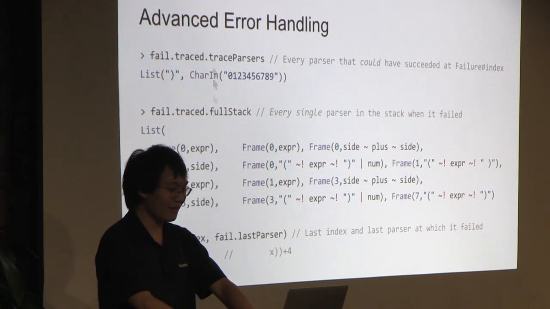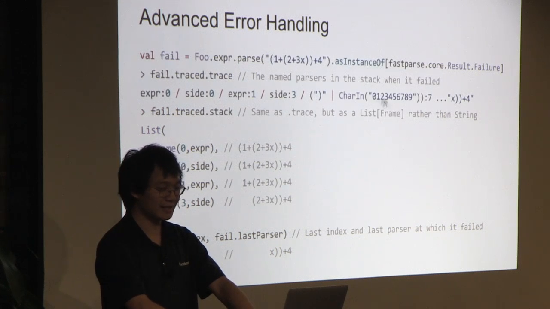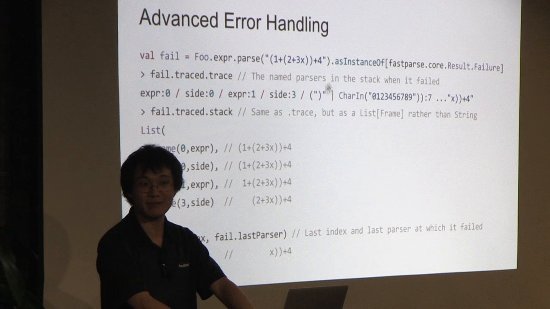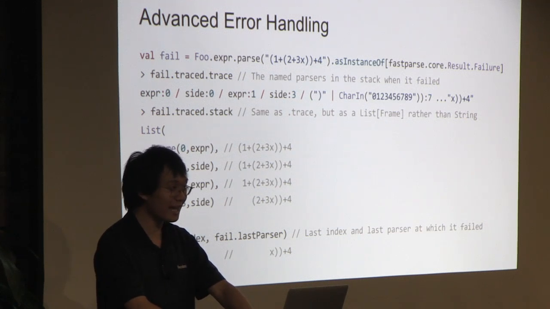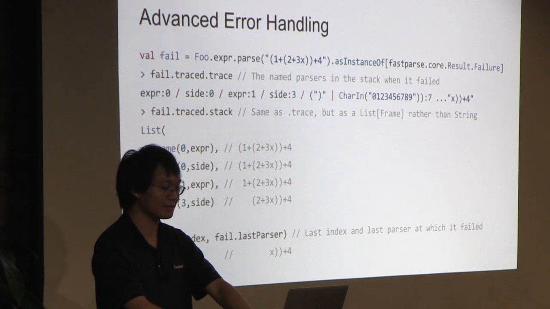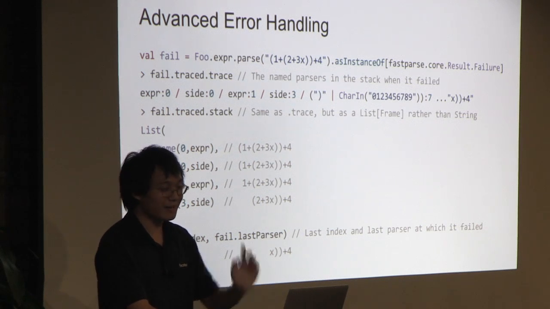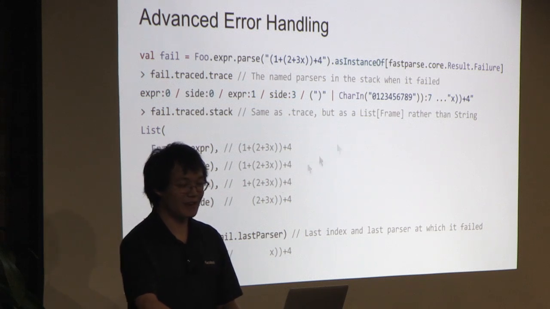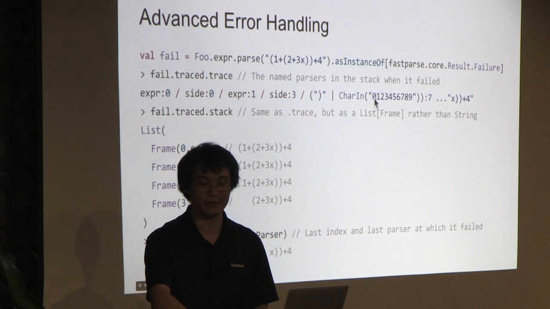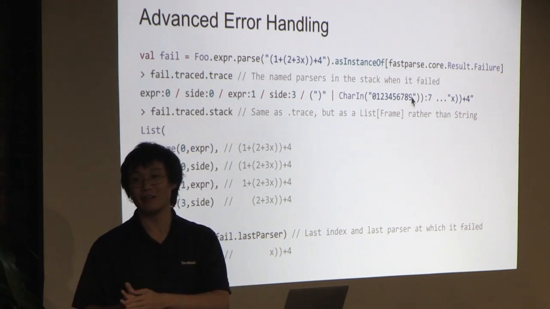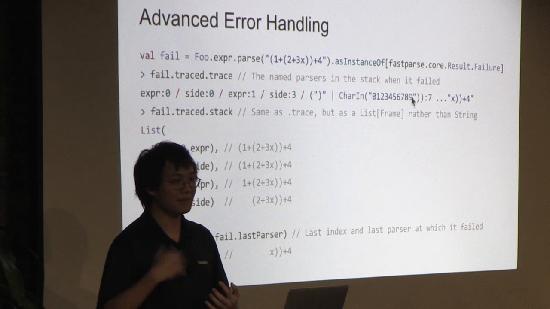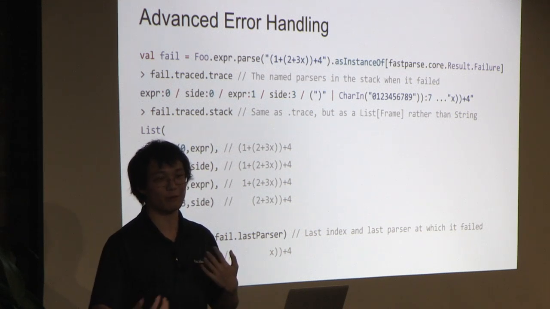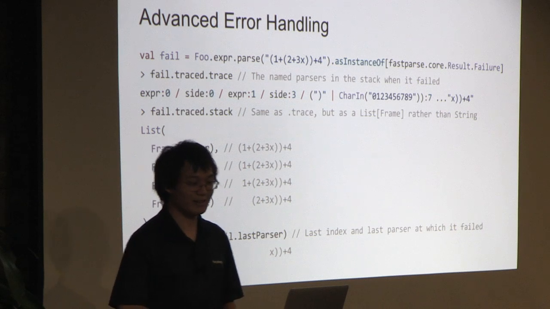So apart from that, you have trace.trace parsers, which is what gives you this thing here in the original trace error message. In that, the last thing that FastParse tried to parse was a closed paren. But earlier in the parsing, it tried a character in 0 to 9 at the same index, and that failed. And so if you turn on tracing, FastParse will remember that at the cost of some performance, and will tell you that later. And it's actually correct.